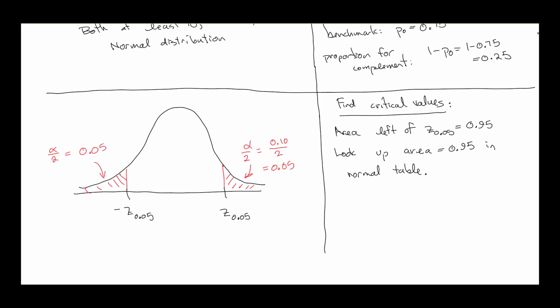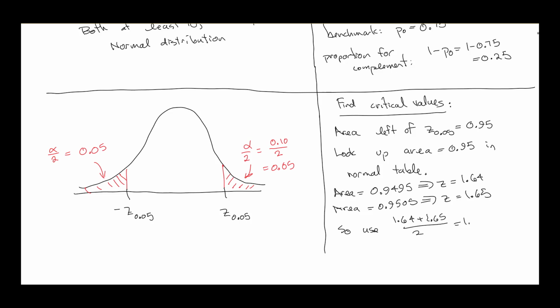So let's come back. My area equals 0.4495. It gives me a z-score of 1.64. My area of 0.9505. Sorry, that should be a 9. This gives me a z-score of 1.65. So to get halfway in between, you can average them. I'm going to just write it out, but you can definitely do this in your head. But if you wanted to do it in your calculator, this is how you get the halfway in between part. This is going to give you 1.645.